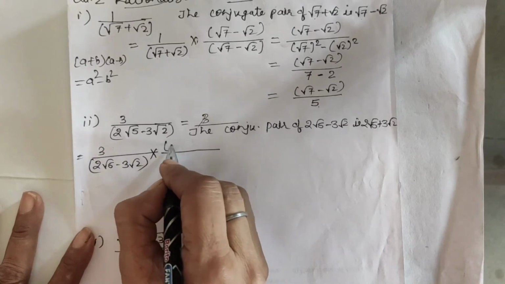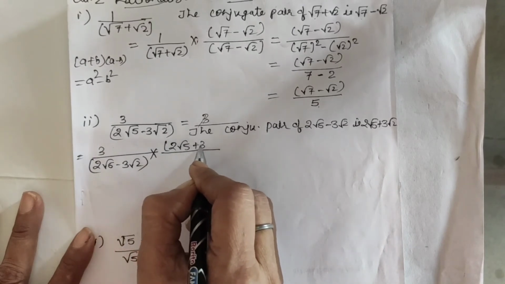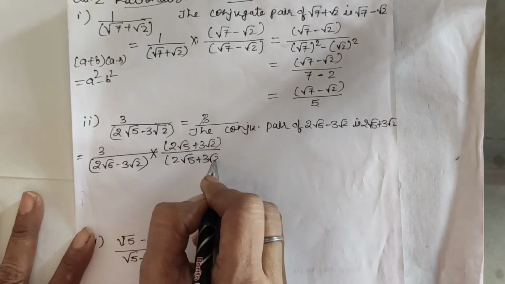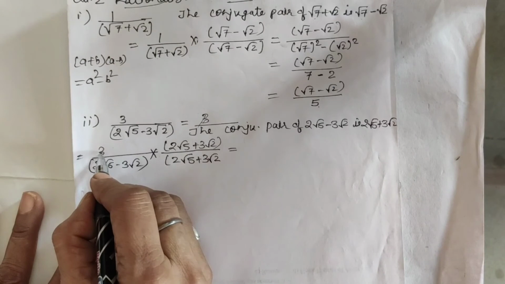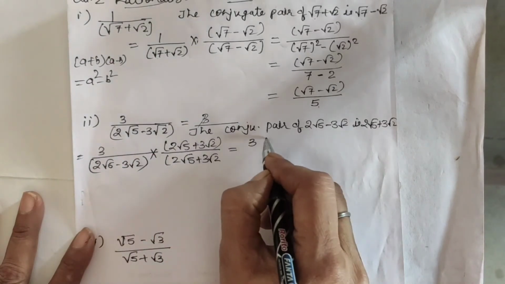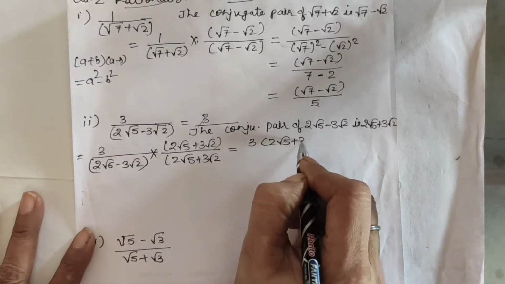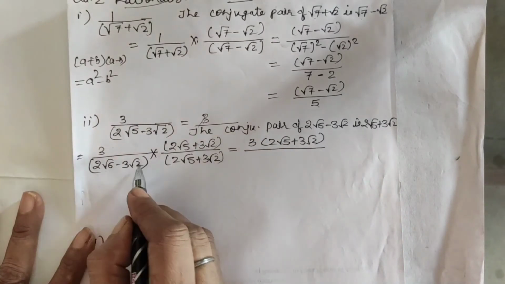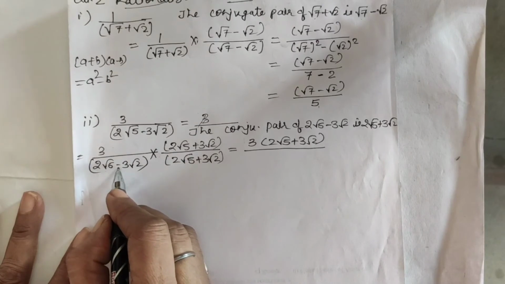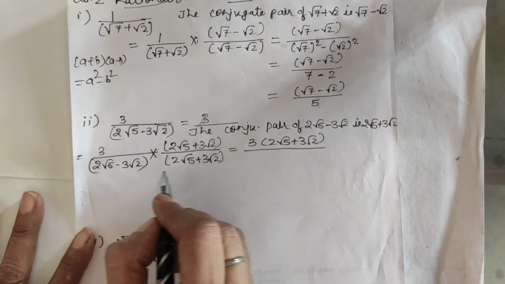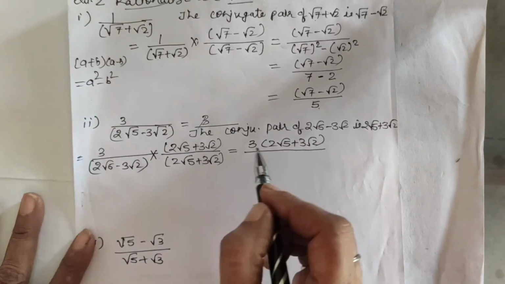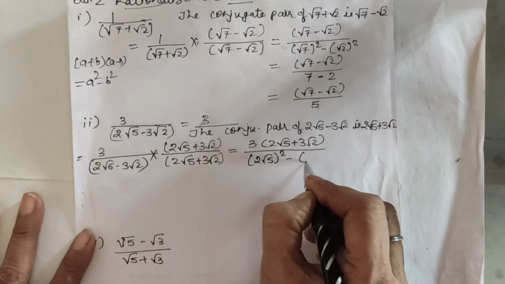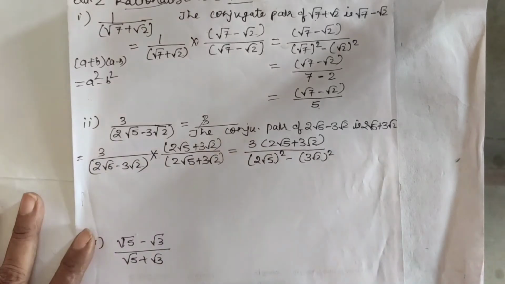So what is the conjugate pair? 2 root 5 plus 3 root 2. And here also multiply with 2 root 5 plus 3 root 2. Now simplify. Multiply 3 with this, so write it this way: 3 into 2 root 5 plus 3 root 2. Now children, again you can see your A and B are the same, only the sign is changing. Here is minus and here is plus. So it is again in the perfect form of this identity. So your A is 2 root 5 square, minus your B, 3 root 2 square.